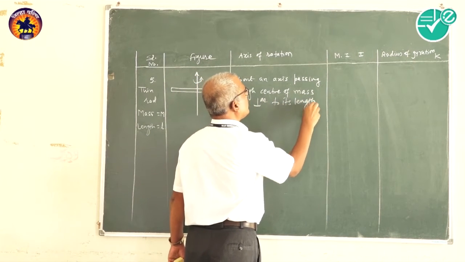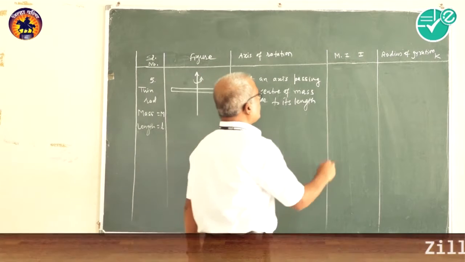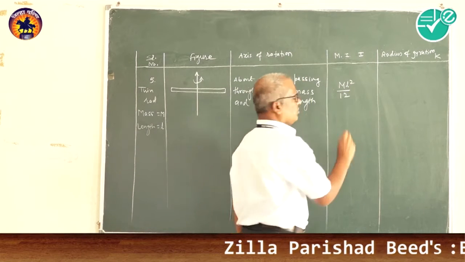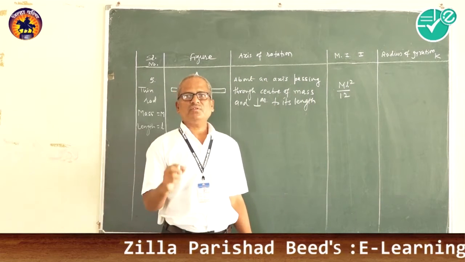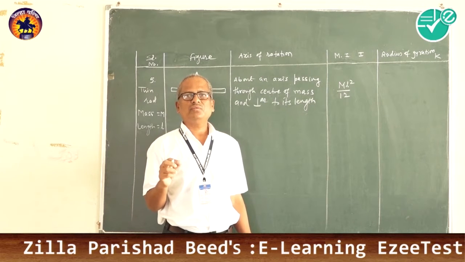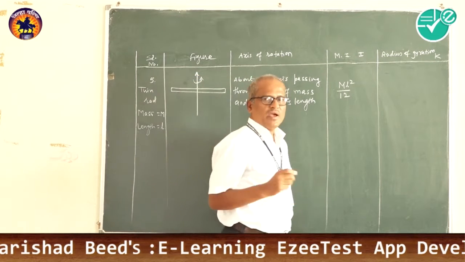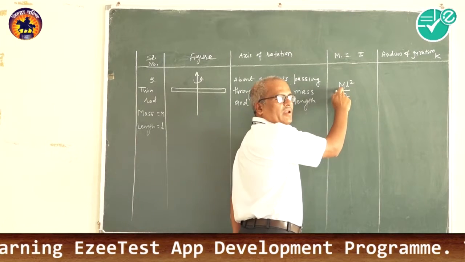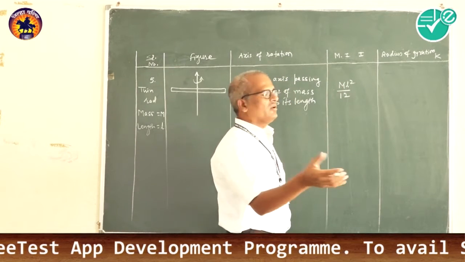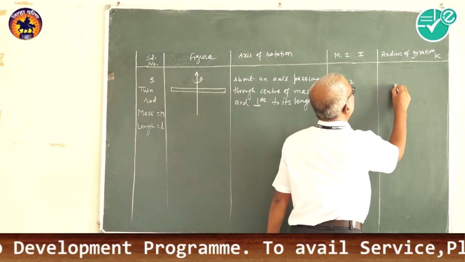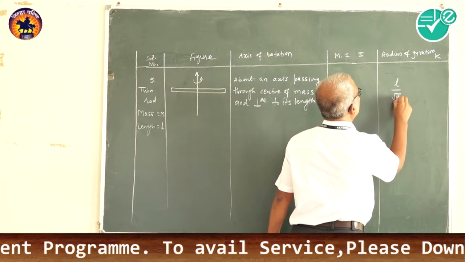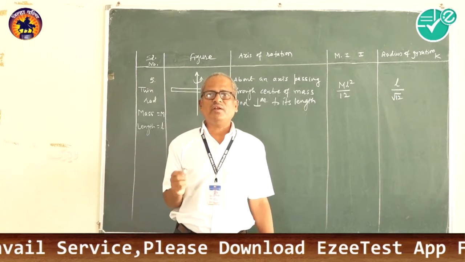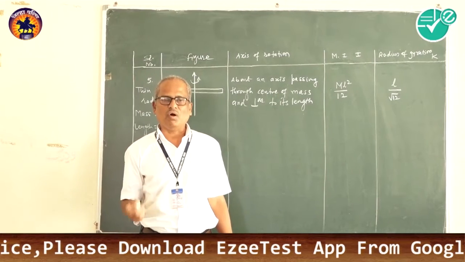Now the moment of inertia is ML square by 12. Moment of inertia in this case is ML square by 12. Now the radius of gyration is the part which is multiplied with this capital M. Take the square root of that. That is L upon the square root of 12. So this is the moment of inertia and radius of gyration of the rod.